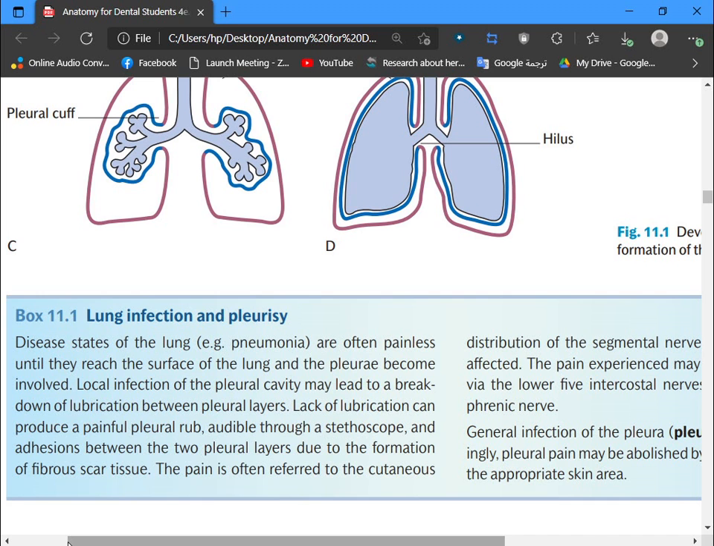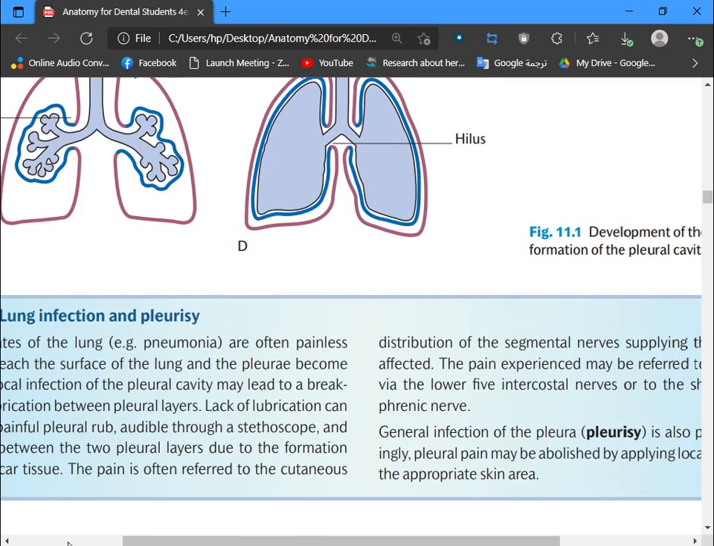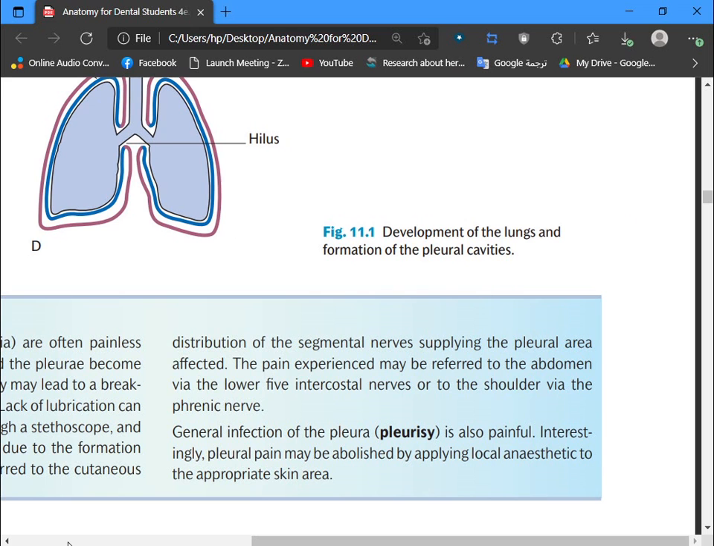The pain is referred to the cutaneous distribution of the segmental nerve supply to the pleural area affected. The pain experienced may be referred to the abdomen via the lower 5 intercostal nerves, or to the shoulder via the phrenic nerve. General infection of the pleura, pleurisy, is often painful. Interestingly, pleural pain may be abolished by applying local anesthetic to the appropriate skin area.